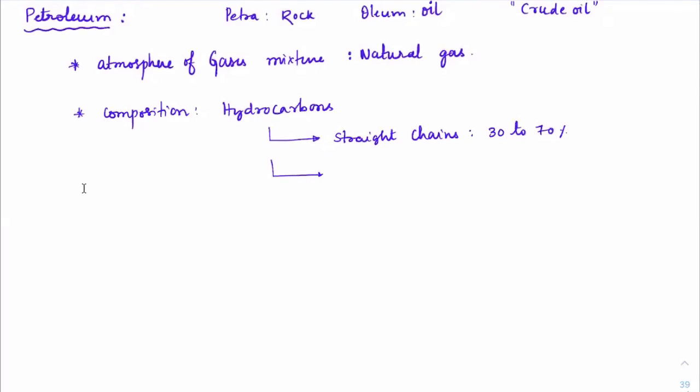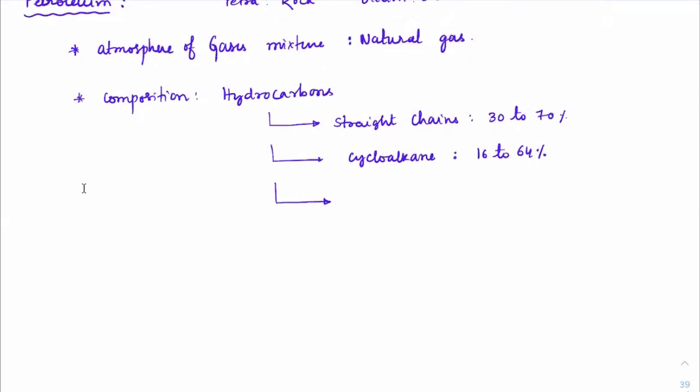And if you see cycloalkanes, it varies from 16 to 64%, depending upon the well, depending upon the location, you will get various types of hydrocarbons. And we can also get aromatic hydrocarbons, which is approximately 8 to 15%. Please remember, you don't need to mug up any of these percentages, just that you know the straight chain forms of hydrocarbons are more. That's all you need to know.